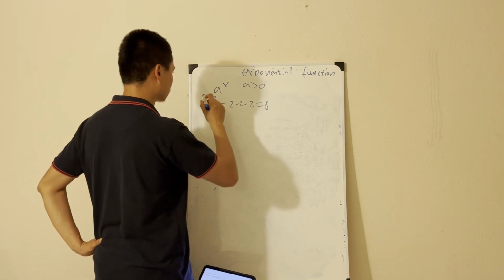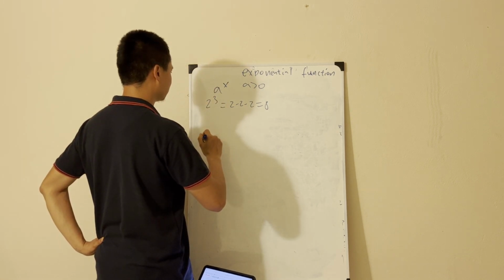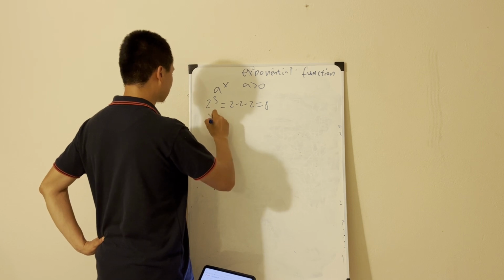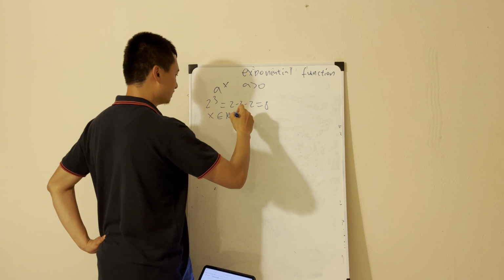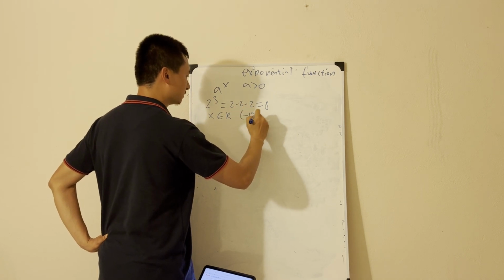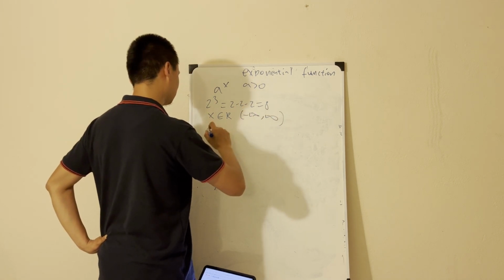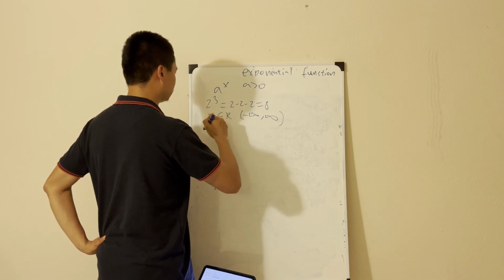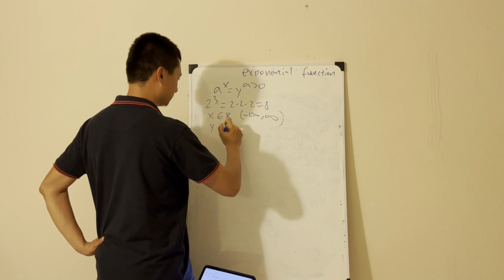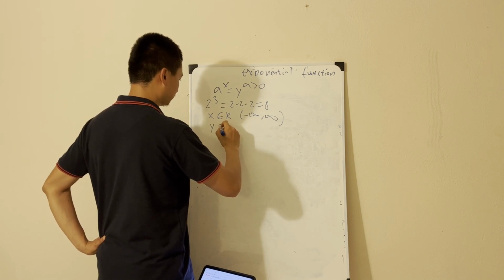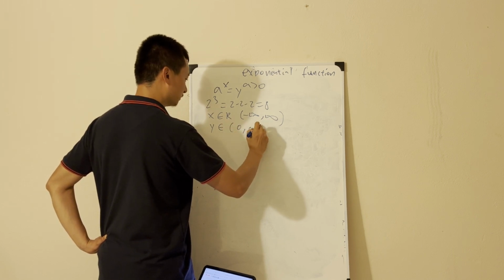Okay, let's look at the domain and the range of the function. Well, x is a subset of R, so it's anywhere from negative infinity to infinity. Well, y, which is a to the x equals y by the way, y is anywhere from 0 to infinity.